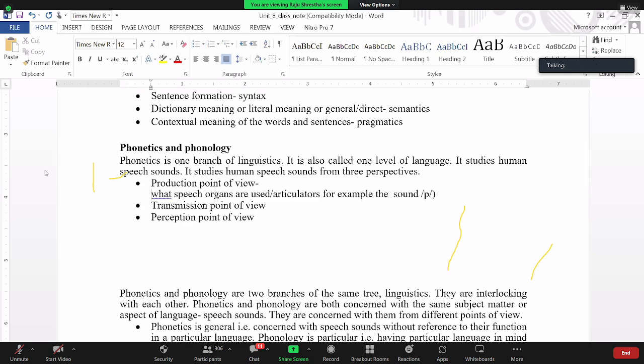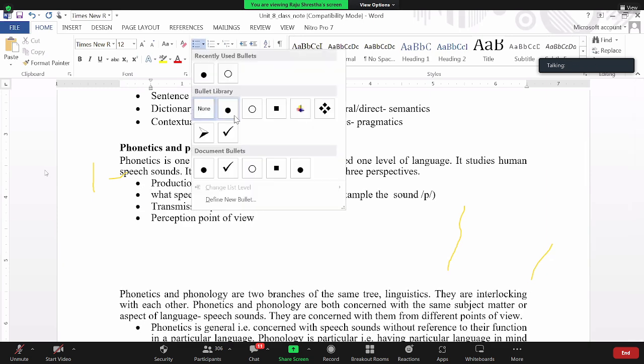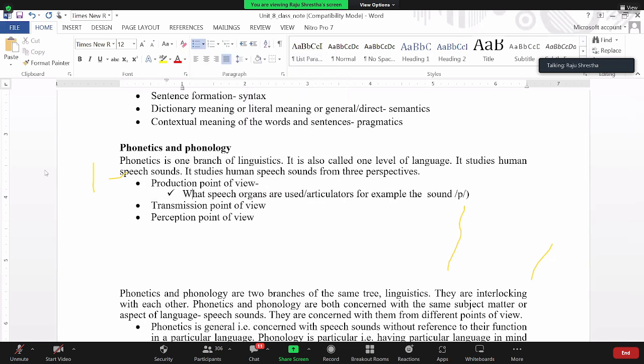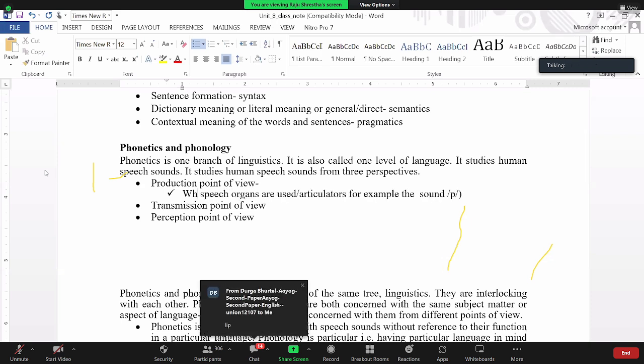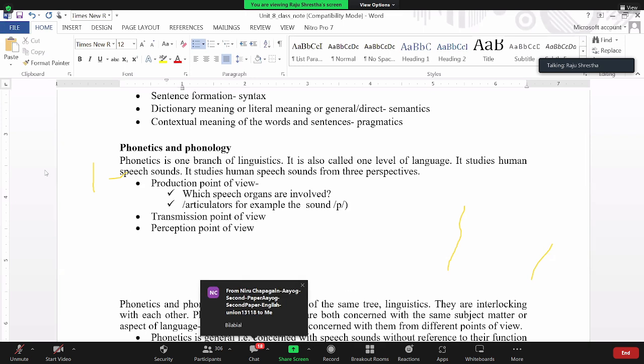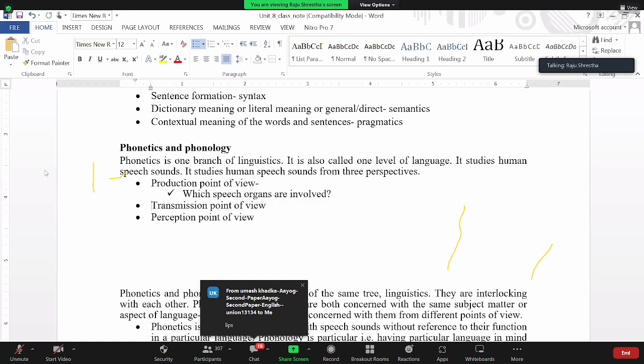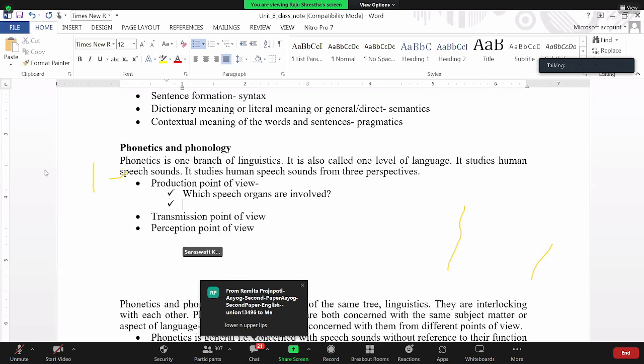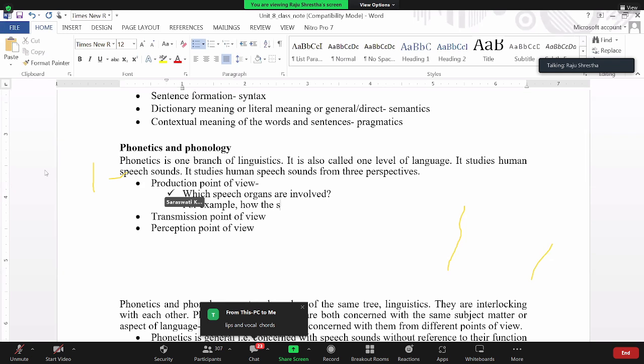Can you write in the chat box? Which speech organs are involved? Then, how is the sound pa produced?